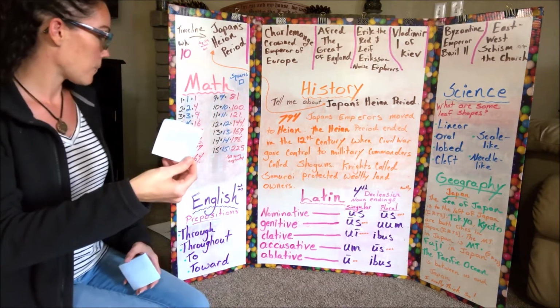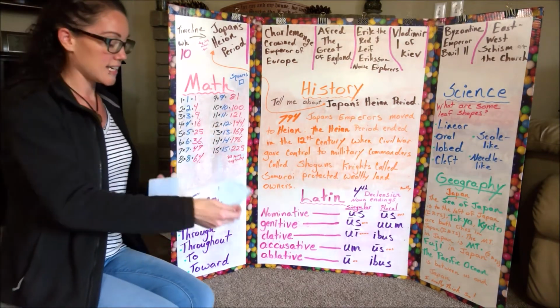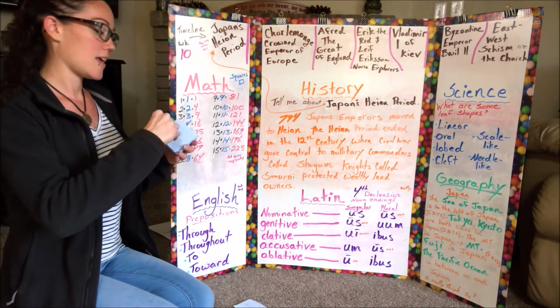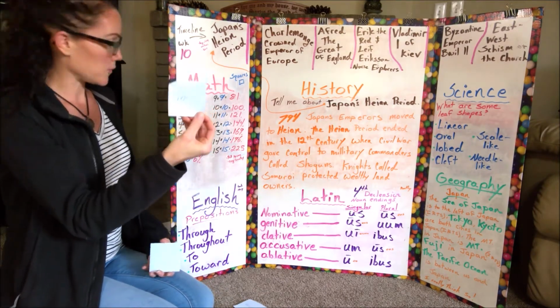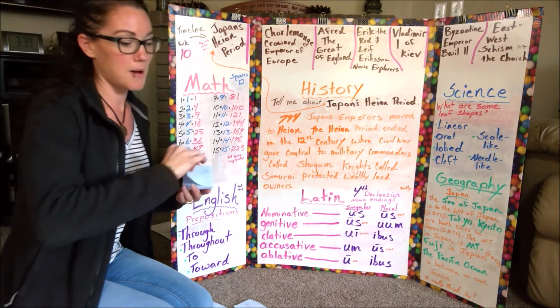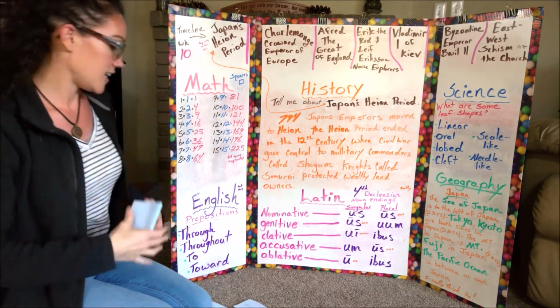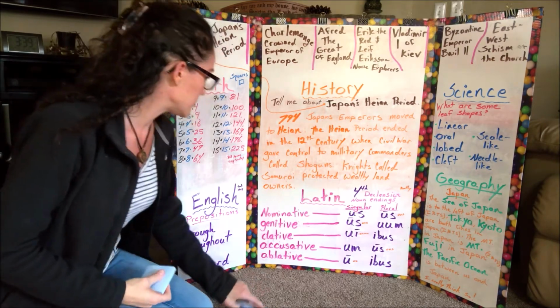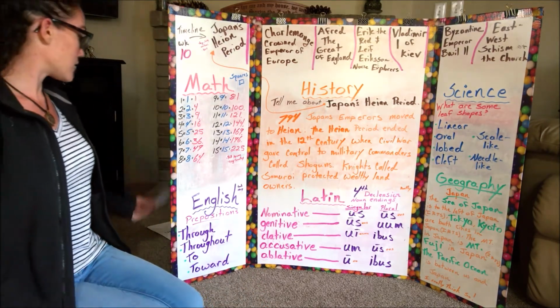4 times 4. And they would say 4 times 4 is 16. Then somebody else would come up and pull it. 1 times 1. 1 times 1 is 1. You get the idea, and they would just keep doing it. So they'd come up and pull a square and then answer the multiplication problem. And that was what math would look like.